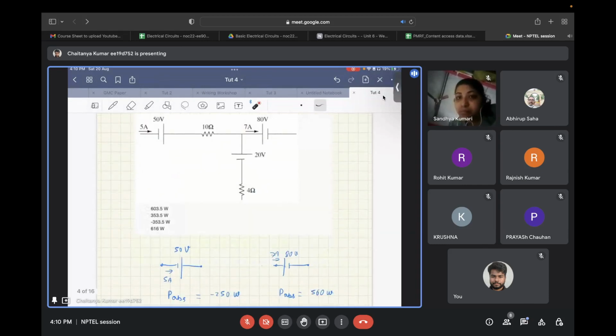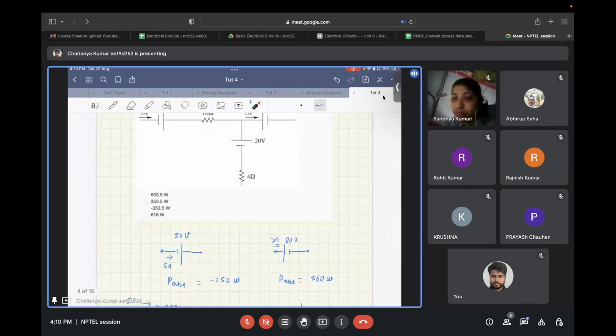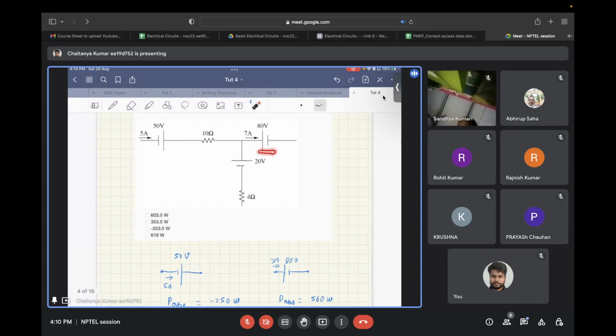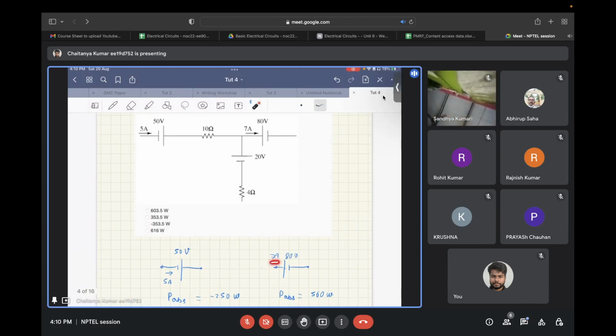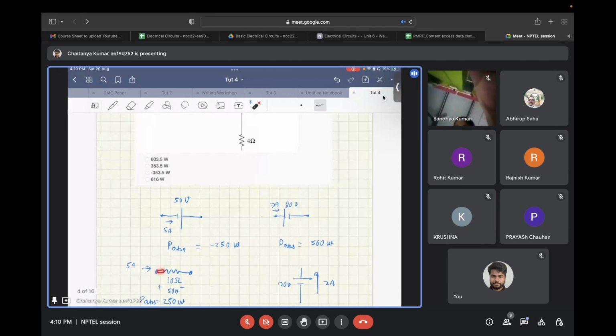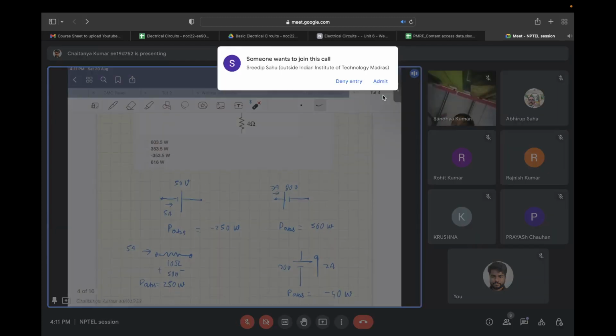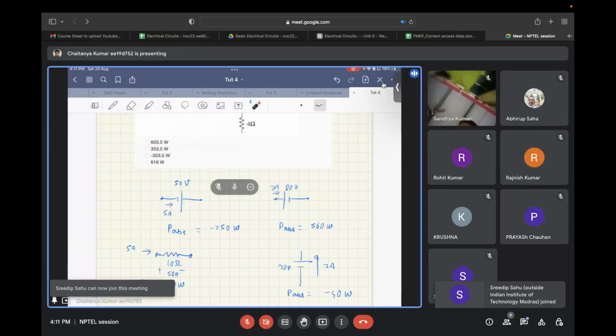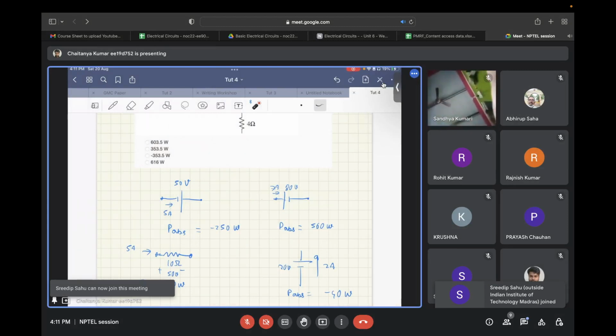So let's see one by one. For the 50 volts battery, the current is flowing out of the positive terminal. So the power absorbed will be V into I, and the negative of that, as it is actually delivering the power. Now, for the 80 volts battery, the current is flowing inside the positive terminal, so it is absorbing power, and that is 560 watts. For the resistor, since it's a passive element, it will always absorb power only. It can't deliver power anytime.